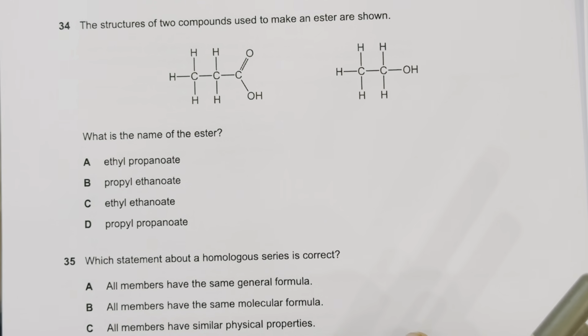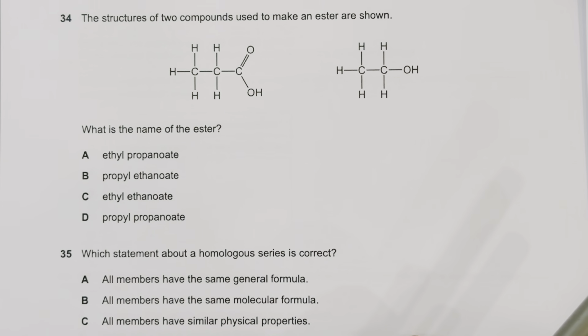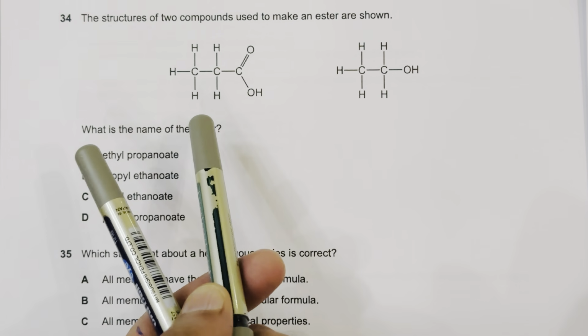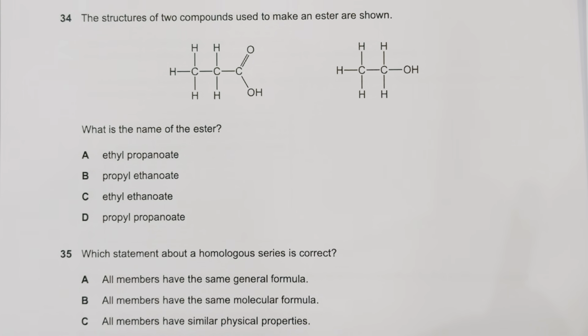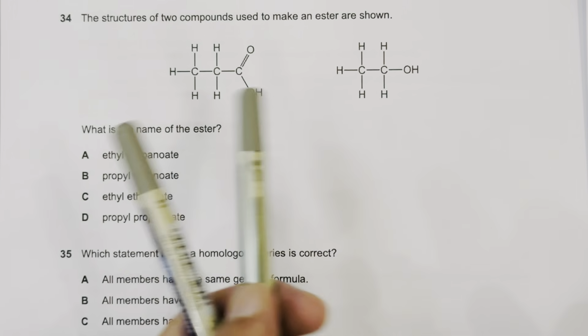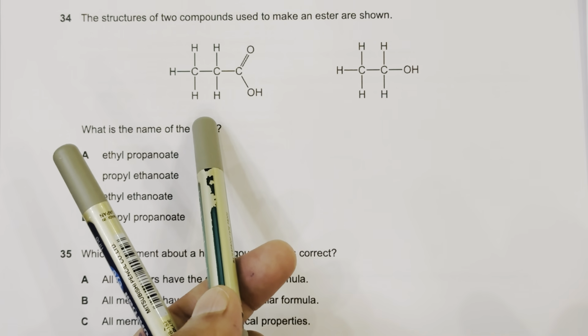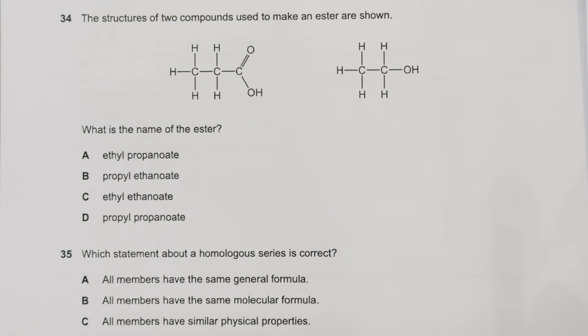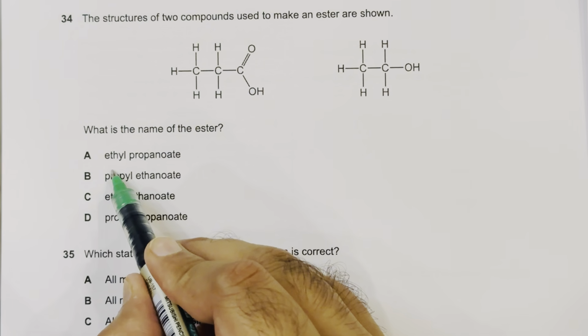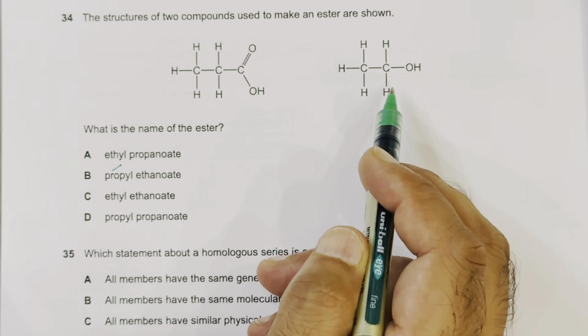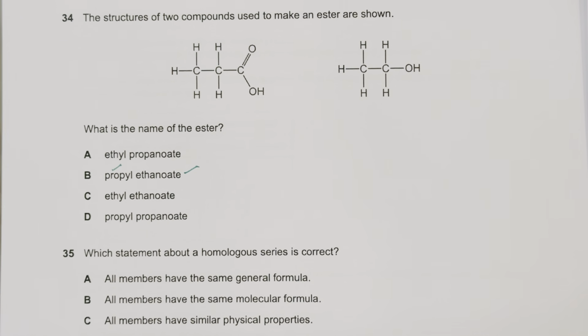Moving to question number 34. Two compounds are used to make an ester. What is the name of the ester? We can see that both are alcohols, and one is showing ethanol. This is a carboxylic acid, that is propanoic acid, and this is ethanol. So we know that it would be propyl ethanoate, because propanoic acid would give its first part of the name and the other part would be carried from the alcohol group. So it would be propyl ethanoate, I think.